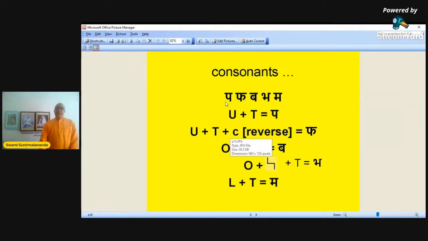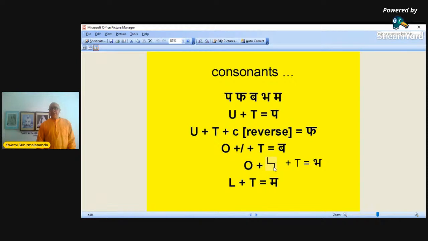The next set of consonants are pa, pha, ba, bha, ma. In order to write this first consonant pa, write U, add T to that. Join them together, it becomes pa. Again U, T plus C, inverted C, it becomes pha. U plus T plus inverted C, pha. Now use a 0, cross it out. In the center, add T to that, it becomes ba.